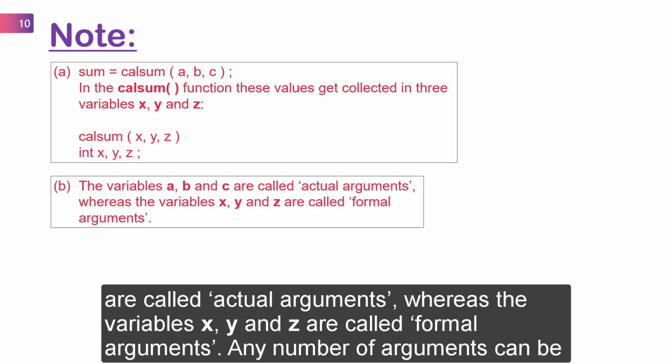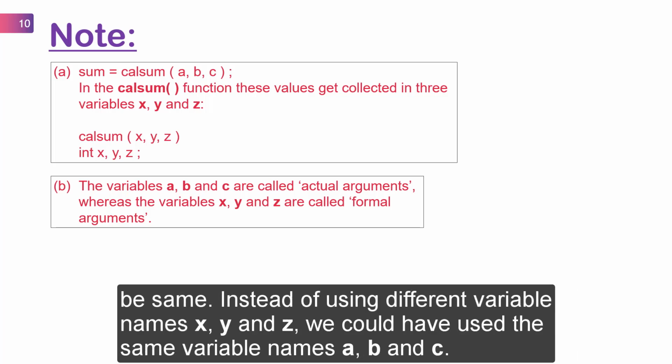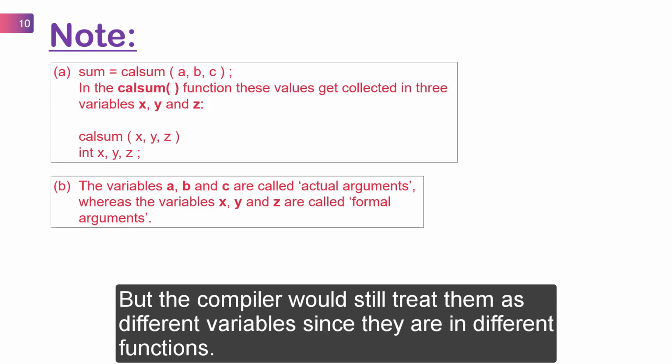Any number of arguments can be passed to a function being called. However, the type, order, and number of actual and formal arguments must always be the same. Instead of using different variable names x, y, and z, we could have used the same variable names a, b, and c, but the compiler would still treat them as different variables since they are in different functions.